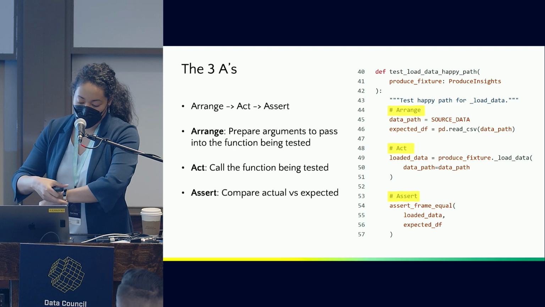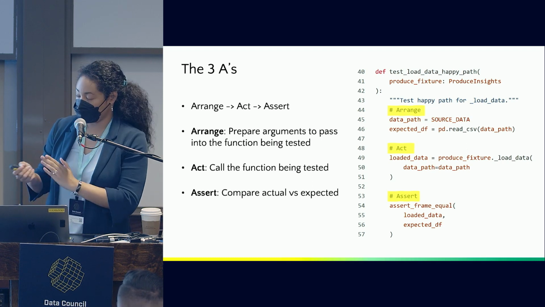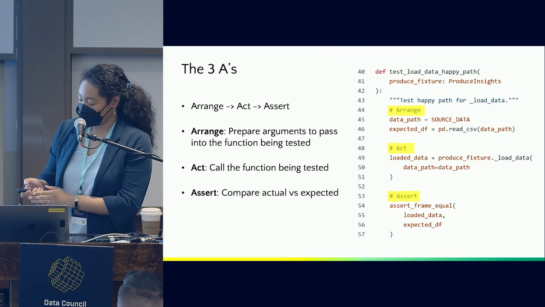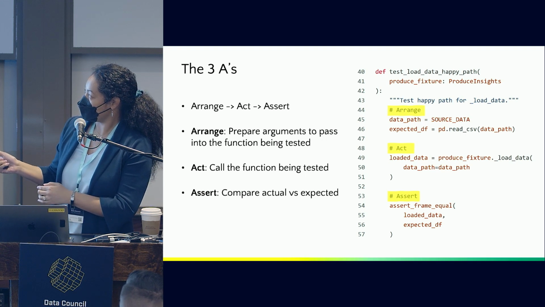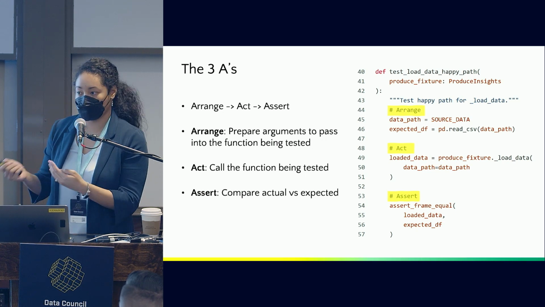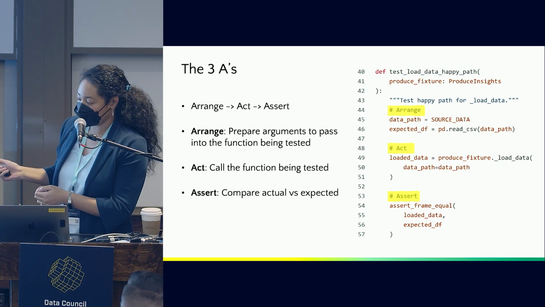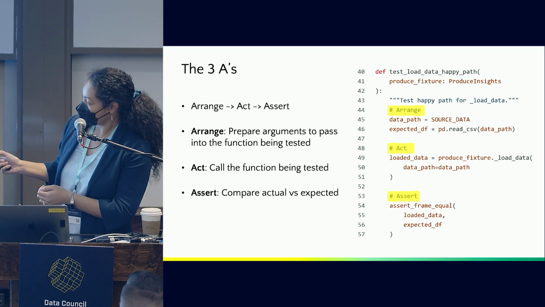there's a few different ways of writing these, but I prefer the 3 A's method, where we start with arrange, move into act, and then go into assert. So what we're showing here is that in this test we have this arrange section which focuses on organizing any sort of input that would be passed into the function itself. So we're testing a method called load data here, as you can see with the name test load data.